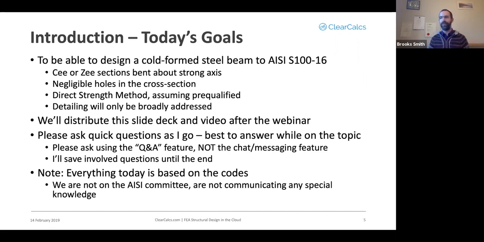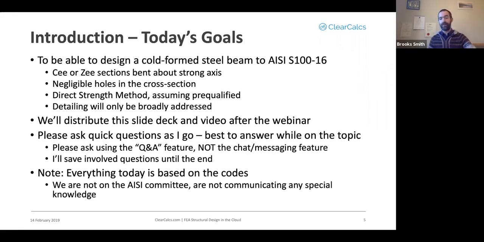Also going to be assuming that there are negligible holes in the cross section. In the direct strength method, you need to take some special considerations for dealing with large holes within the cross section. Generally, you're not worrying too much about that, but when you have large cutouts in the web, you may have some additional considerations to take into account.